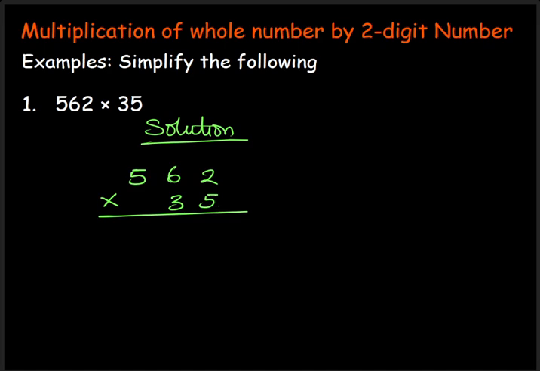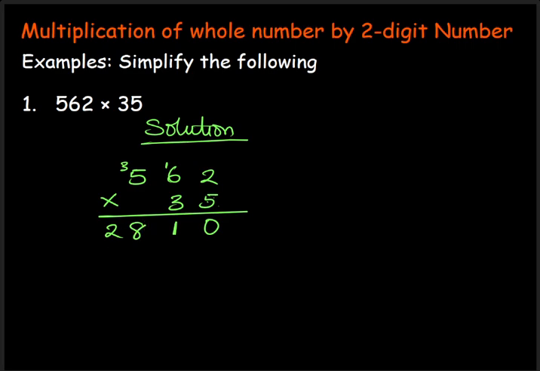5 times 2, 10. 0, carry 1. 5 times 6, that will be 30. 30 plus 1, 31. Write 1, carry 3. 5 times 5, 25. 25 plus 3, that will give us 28.